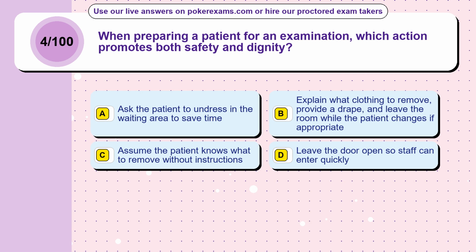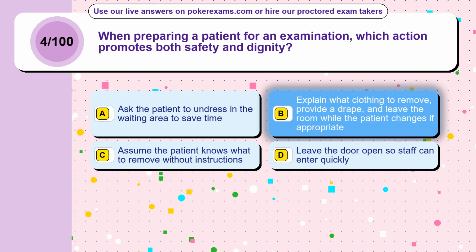Question 4. When preparing a patient for an examination, which action promotes both safety and dignity? Option A. Ask the patient to undress in the waiting area to save time. Option B. Explain what clothing to remove, provide a drape, and leave the room while the patient changes if appropriate. Option C. Assume the patient knows what to remove without instructions. Option D. Leave the door open so staff can enter quickly.